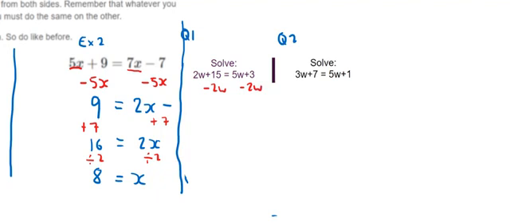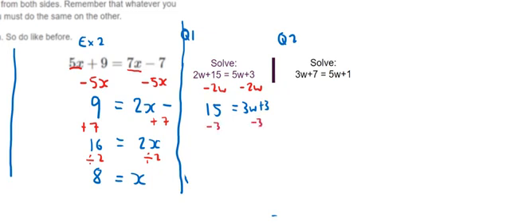Now by subtracting 2w from the left hand side, I just have 15 left, because the two 2w's basically cancel each other out. Equals, on the right hand side, 5w take away 2w would be 3w, and I've got that plus 3 there as well, so that comes down. I'm going to get rid of that plus 3 on the right hand side then by subtracting 3.